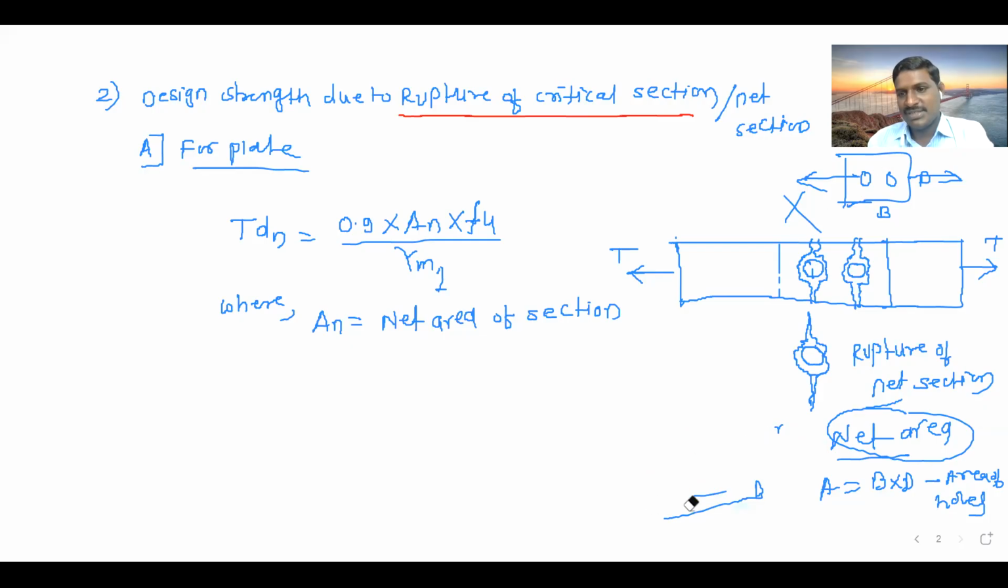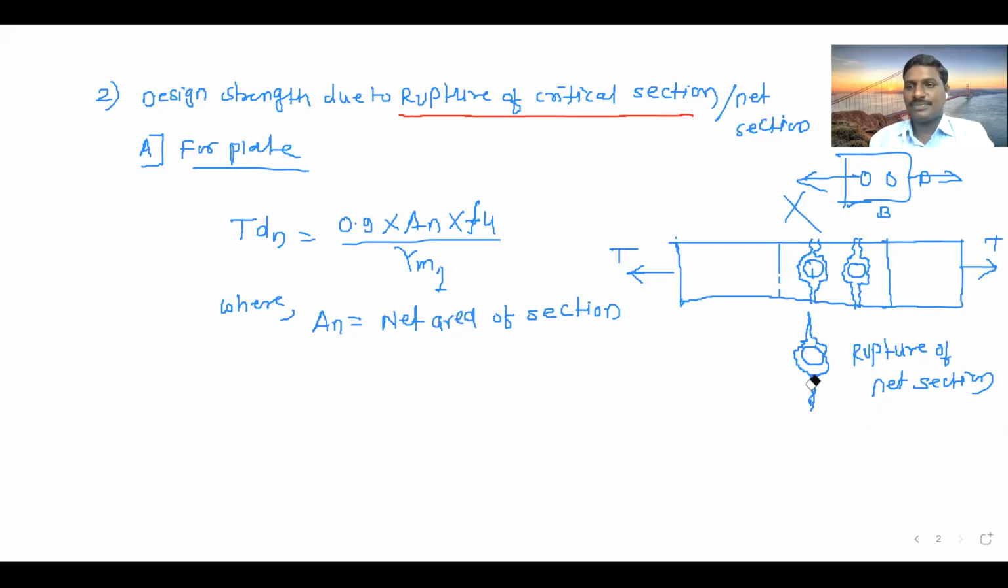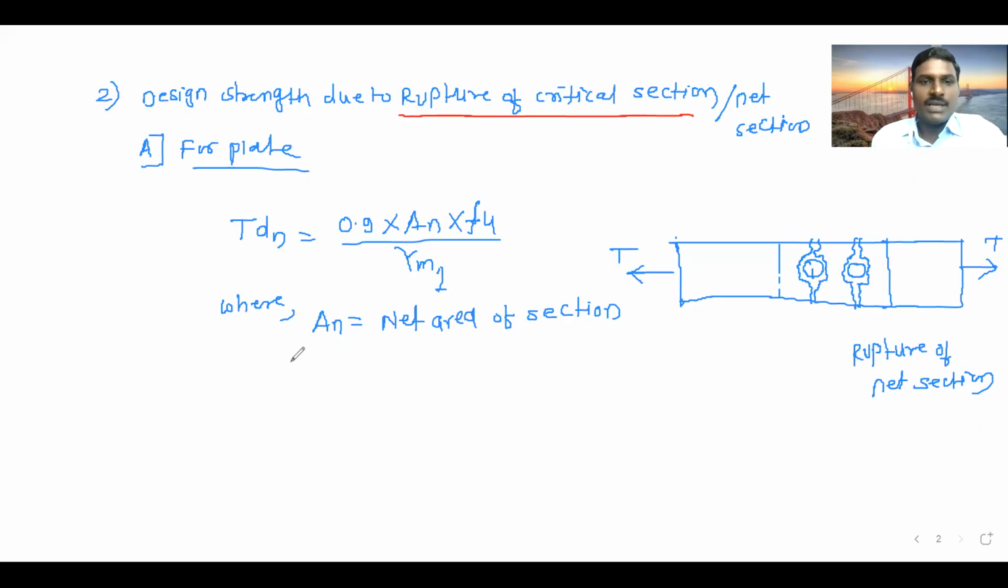Okay. So here I have told you one more difference, between gross area and net area. Now you got the rupture of critical section or net section. How does the plate or member fail under tensile load in the condition of rupture? Did everyone get that? Yes, sir. Okay, so this is the rupture. Now we have seen here AN. AN is the net area of section.